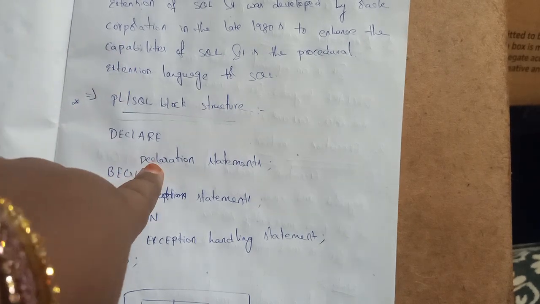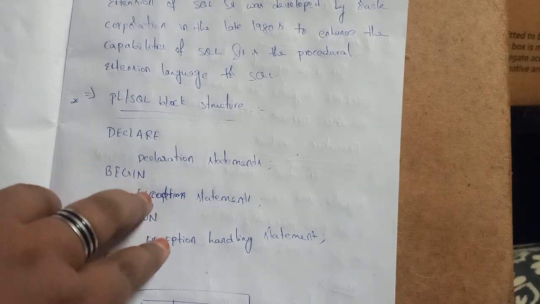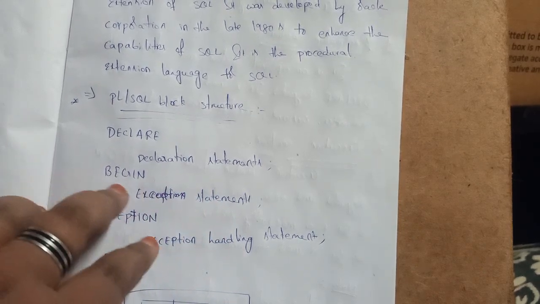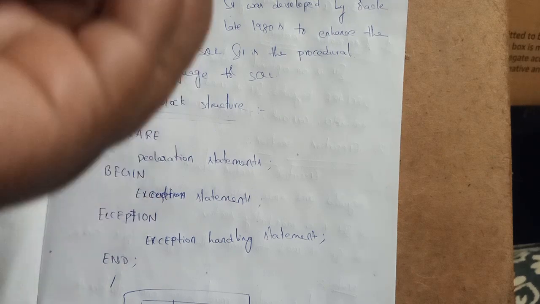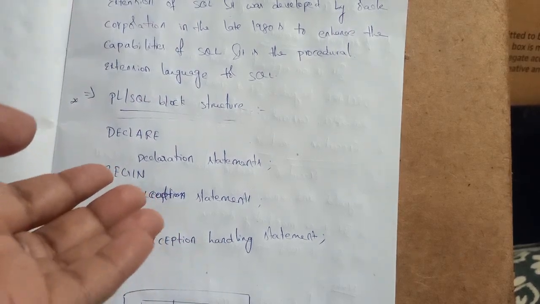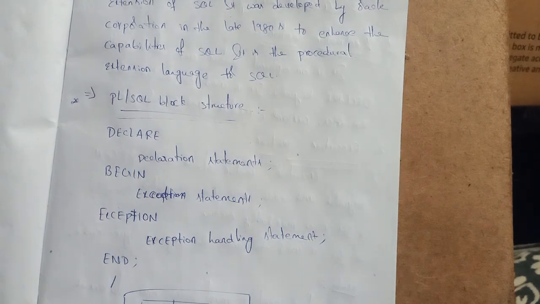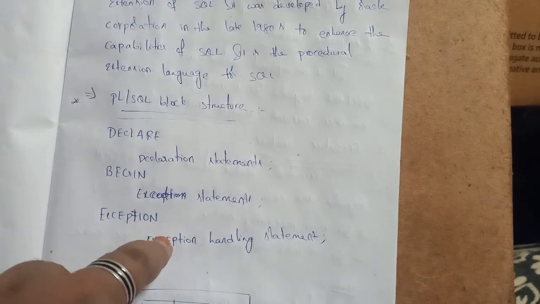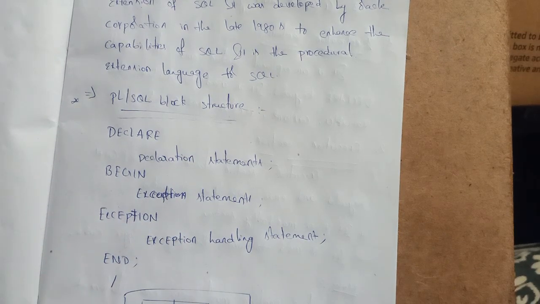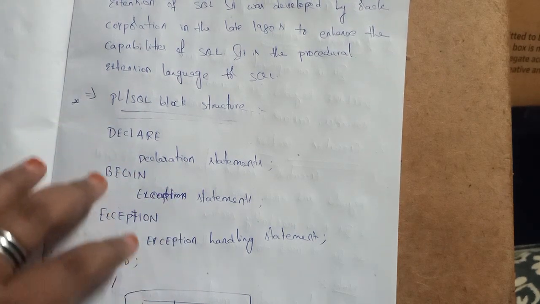In the declare section, we declare the statements. In begin, we write the execution statements, whatever operation or code we have written in the program. Next, the exception: if our code throws any exception, that should be captured in exception handling. For example, dividing any number by 0 throws an exception, a zero divide exception. There are many exceptions; I'm taking only an example. Then it should end.